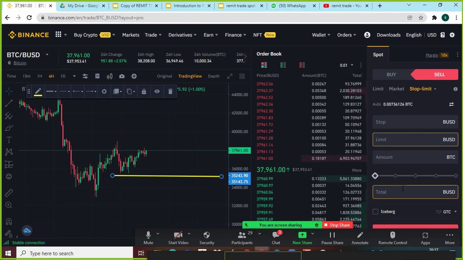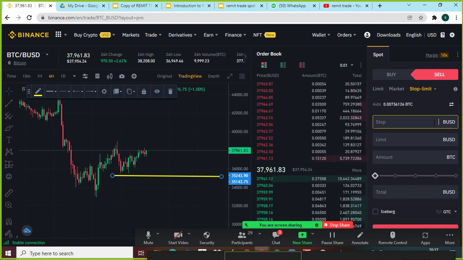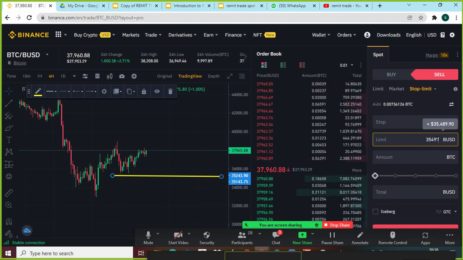So for example, you have to set a stop price, let's say from here to this point. Let's say the stop price you're choosing is 35,500. Then the limit will now be anything below 35,500, not too far away. In Remit Trade, we advise between 2 to 5 figures below this. What I mean is, it will not be 35,497. This will not be your limit price. And then you put the amount.